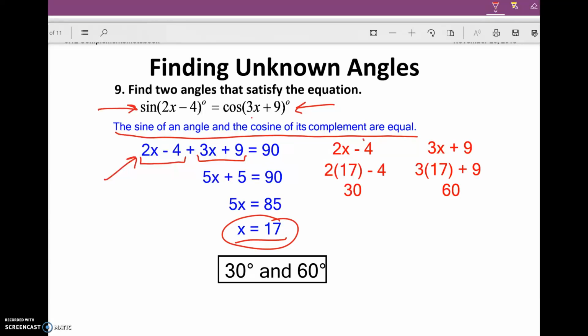With each angle, we're going to take that 17 and substitute it into the degree measures we've got. So 2x minus 4 is equal to 2 times 17 minus 4, which gives us 30. So one of our angles that makes this equation true is 30 degrees. And for the cosine of 3x plus 9, when we substitute 17 in there, we get 60 degrees. So the two angles that would satisfy this equation are 30 degrees and 60 degrees.